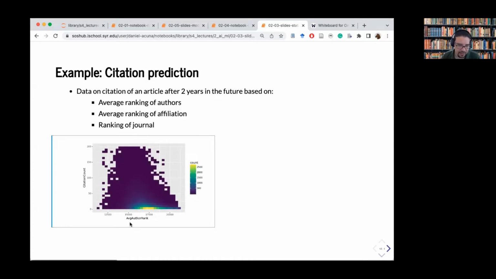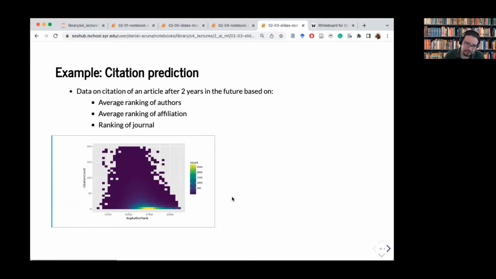So here I have the average author ranking and the citation count, and I created a little histogram. I guess what's the proper name of this? Heat map? I don't know. But instead of doing the scatter plot, since I have too many data points, I'm just showing little data points, most data points are here, and the color indicates the frequency of these locations. So I would say that we cannot tell much, but maybe there is a relationship between the average author ranking and the citation count.